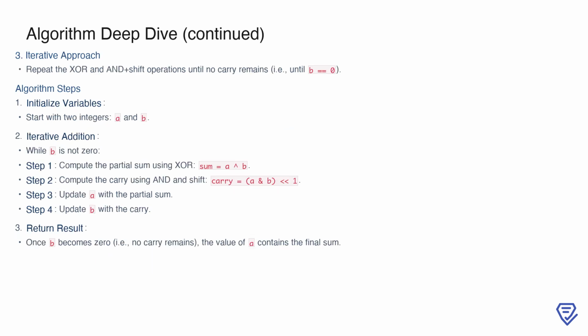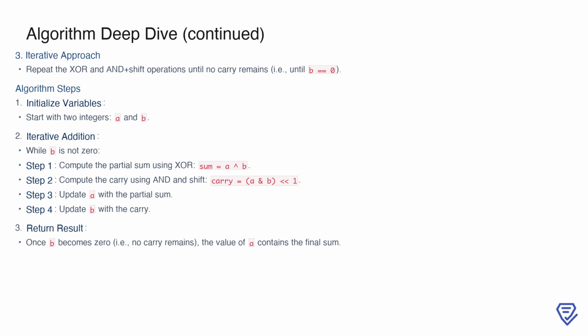Using these bitwise operations, we can construct an iterative approach to compute the sum. The process begins with two integers, a and b. While there's still a carry to process, which means b is not 0, we perform the following steps. First, calculate the partial sum with XOR, sum equals a caret b. This gives the addition result without considering the carry.